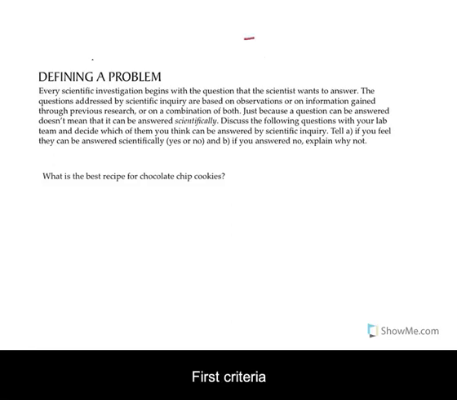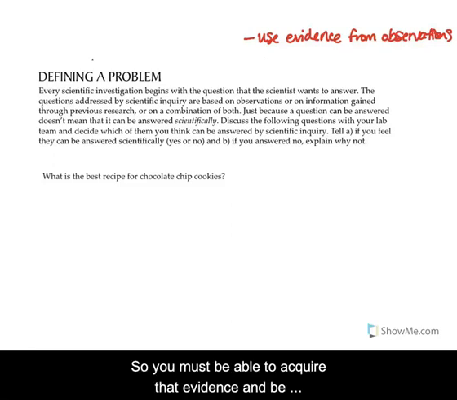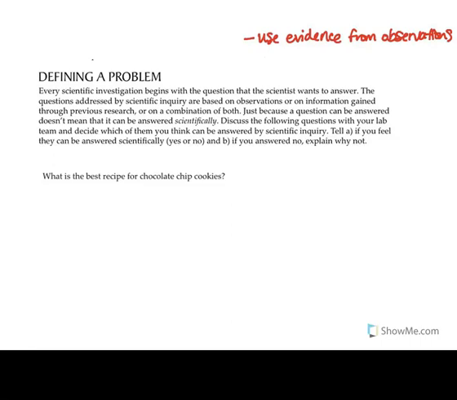So first criteria is that you must be able to use evidence from observations and investigations. So you must be able to acquire that evidence and be able to observe something. If you're not able to observe something, if you have a question but you can't observe it, then it doesn't belong in science.